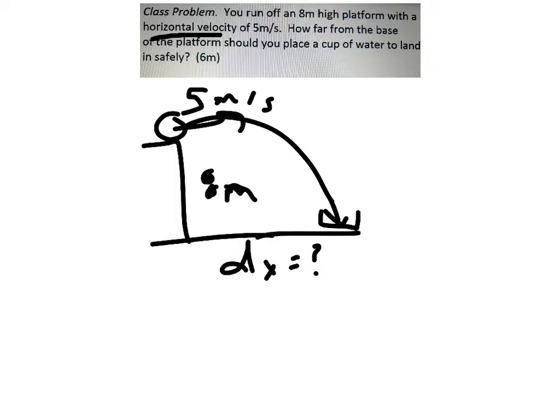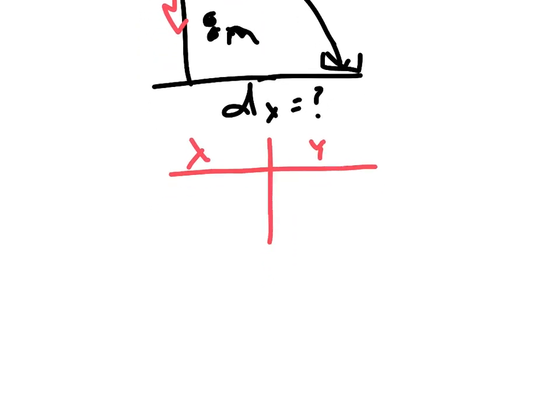So to set this up, because we're moving forward and down at the same time, we need to separate our variables, horizontal variables from vertical variables. We're basically doing 2 problems, one for the horizontal, one for the vertical. So we're going to have two sets of variables. I'm just going to make an X column and a Y column.